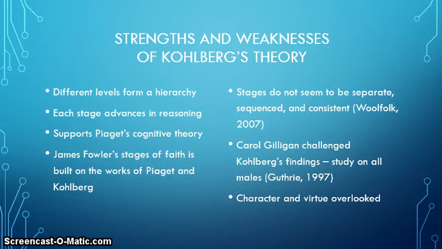Stages do not seem to be separate, sequenced, and consistent. Carol Gilligan challenged Kohlberg's findings. It was a study on all males, and it was more about that men were more for justice and women are for care. So character and virtue are overlooked is one of the weaknesses also.